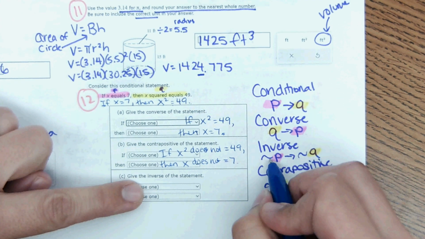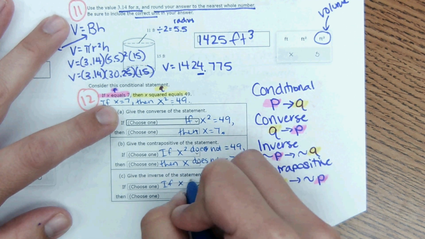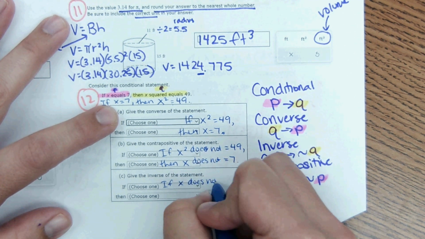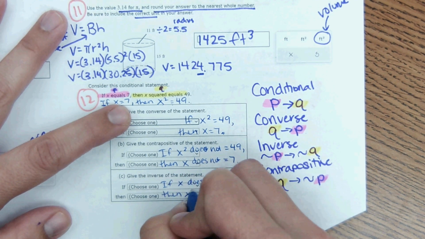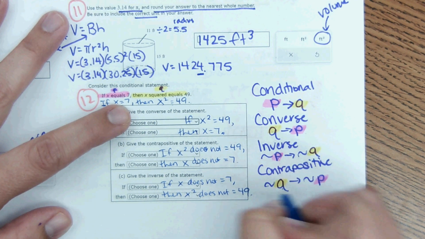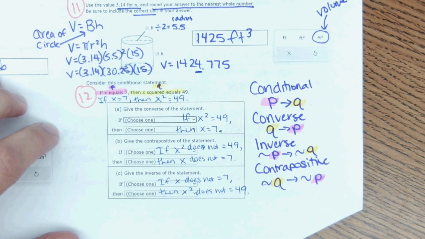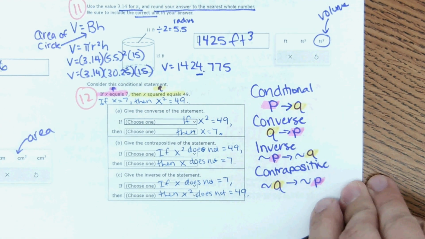Then for the inverse, right here, not P, not Q. So if x does not equal 7, then x squared does not equal 49. Okay, now I'm going to flip to the next page. We'll do number 13 next.